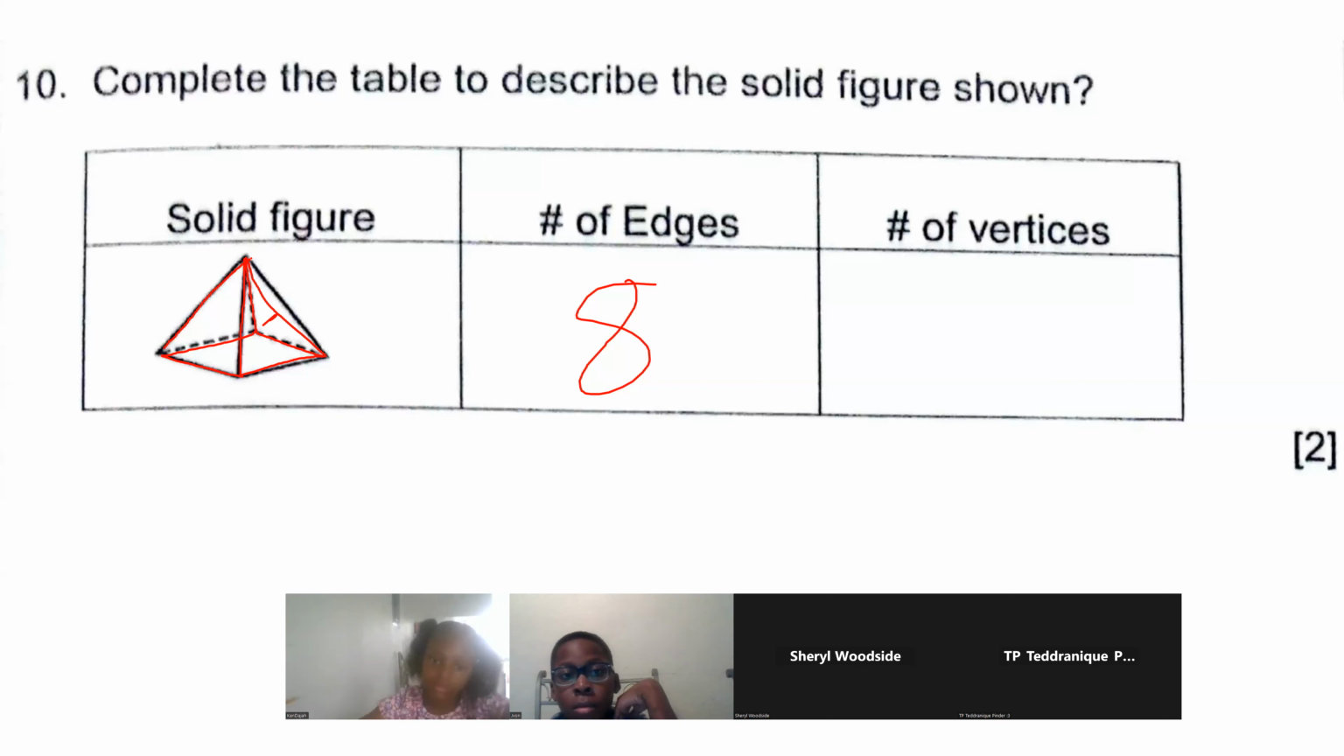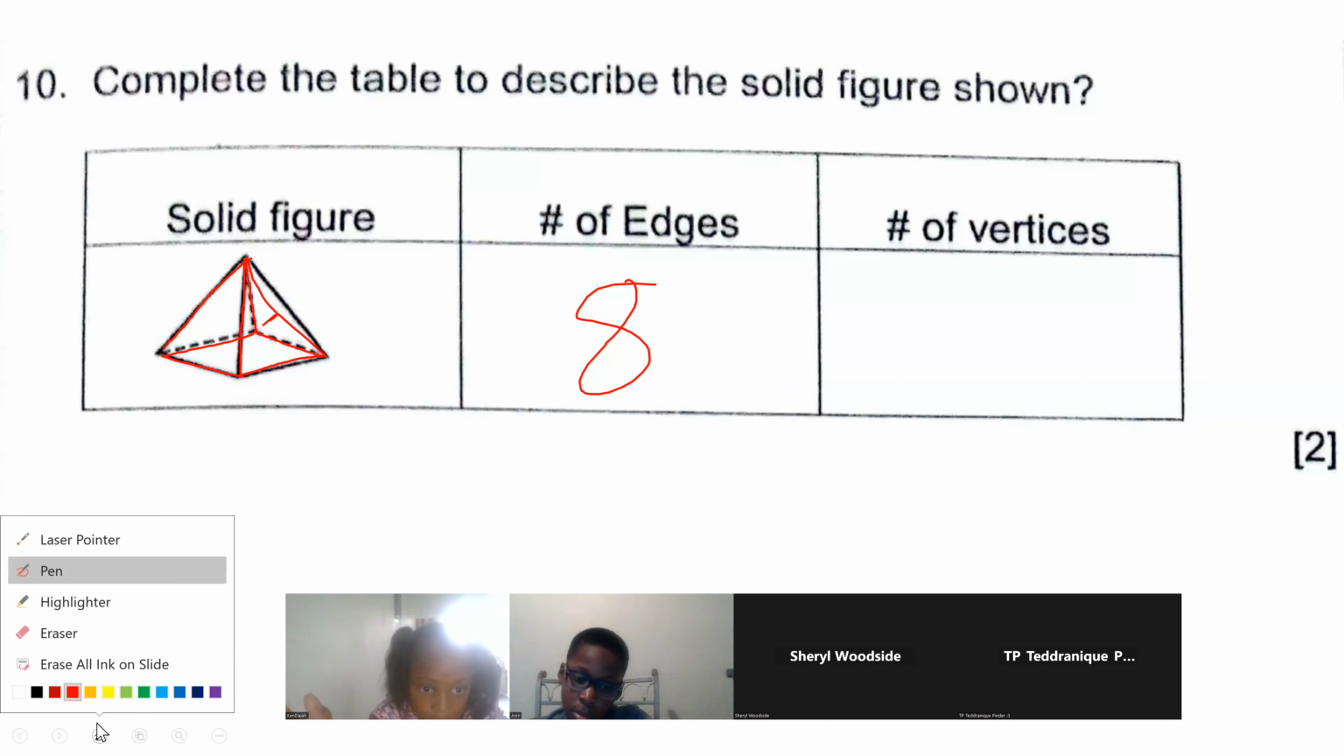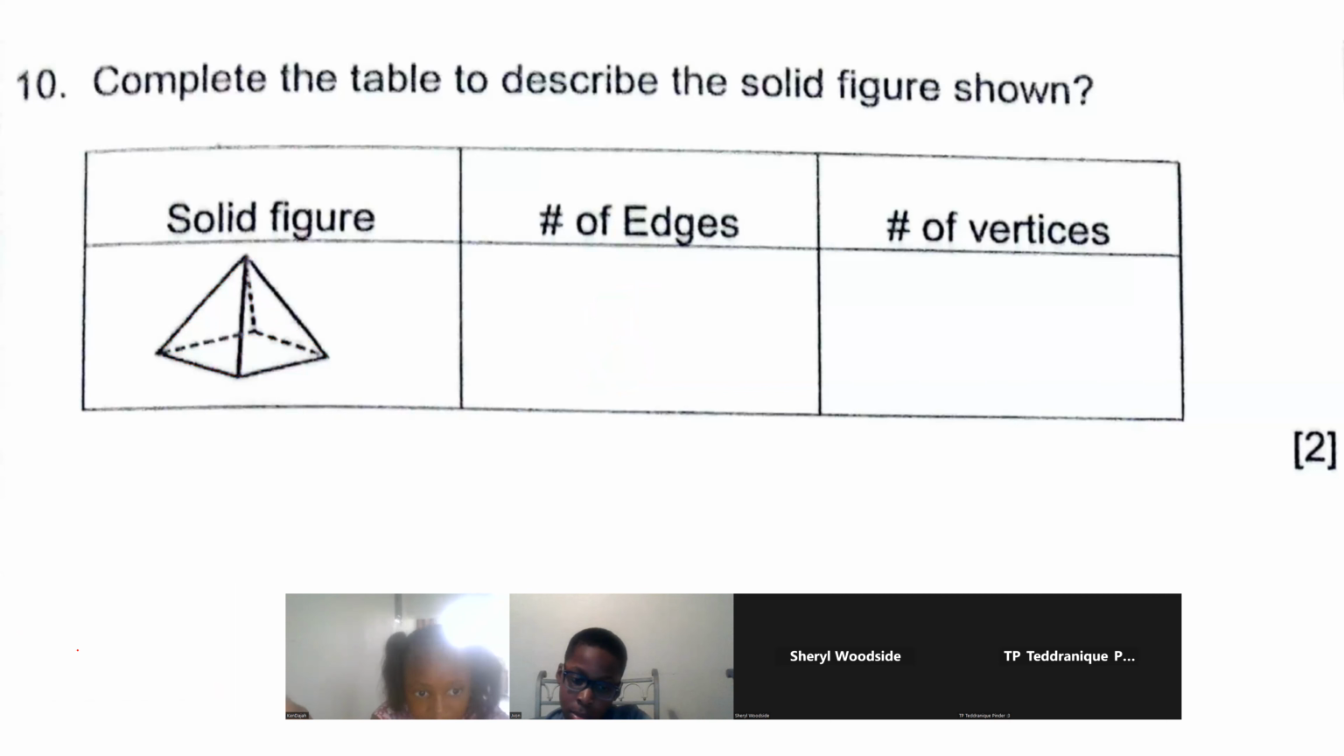How many vertices do we have? What are vertices? Vertices are those sticky points at the end. That's what I mean by vertices. Oh, there are 5 vertices. Yes, sir. Let's count.